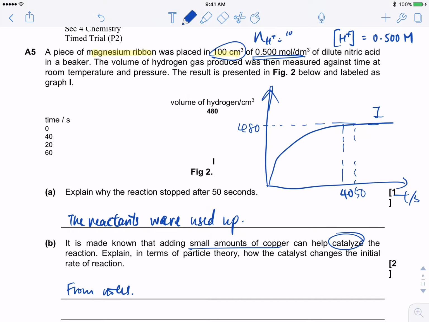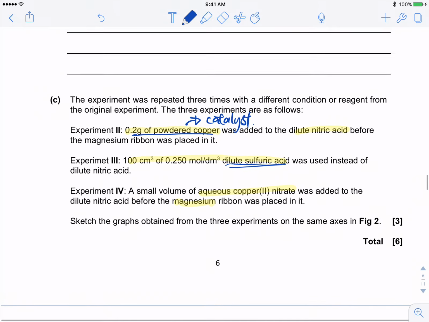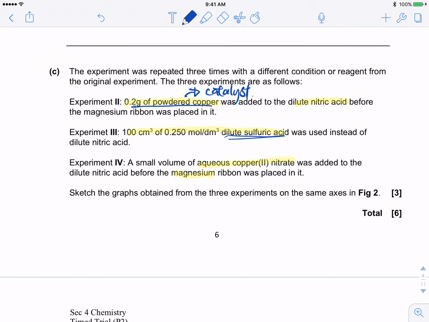What's the number of moles of H plus? It will be 100 over 1000 times 0.5. That will give us 0.05 mole. Let's calculate the number of moles of hydrogen ions as well as the concentration of hydrogen ions over here. So this is the concentration of H2SO4, 0.25. Now, what's the concentration of H plus?